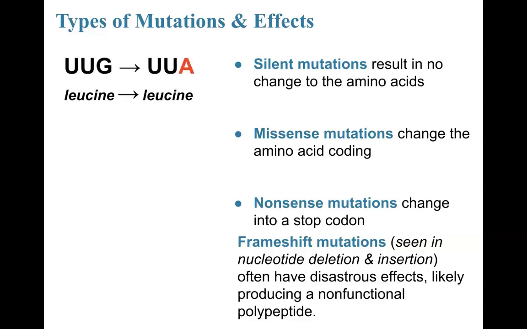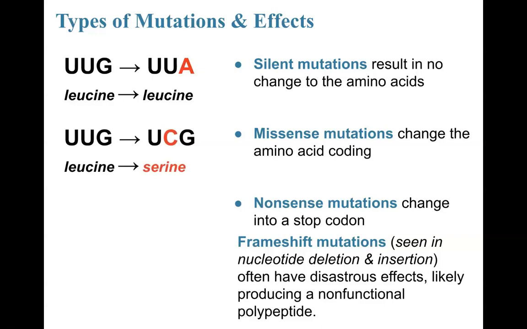A silent mutation is basically no change to the amino acid at all. Remember that multiple codons could account for the same amino acid. So if UUG, if we had a base substitution and that G switched to an A, well, UUA also coded for leucine. So that's called a silent mutation because there's no effect at all in that polypeptide. You still have the same amino acid resulting.